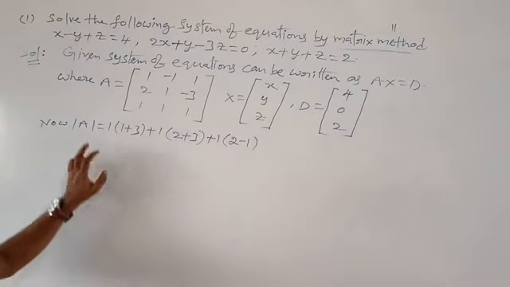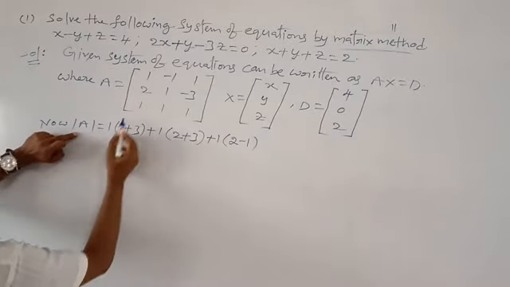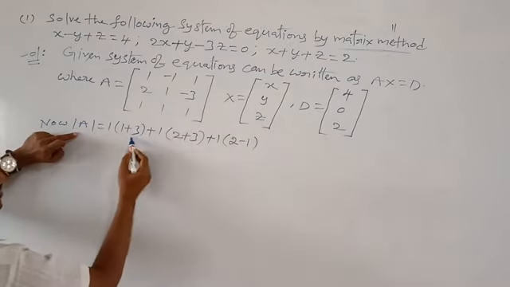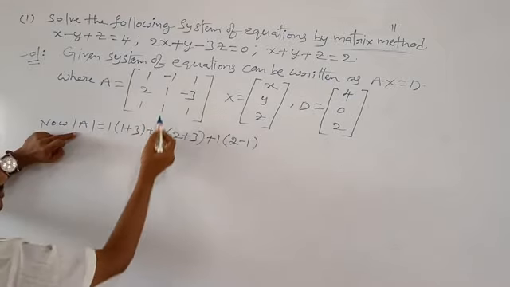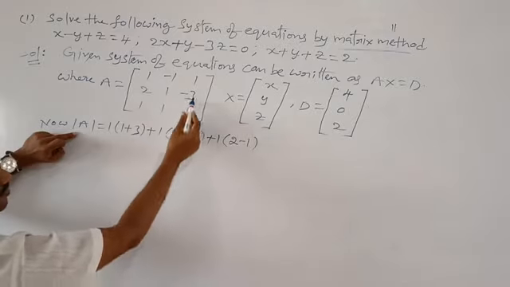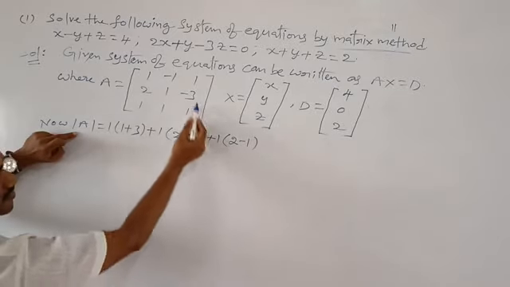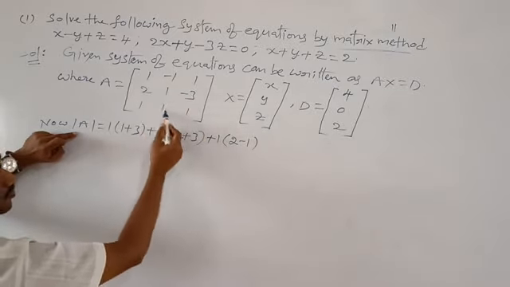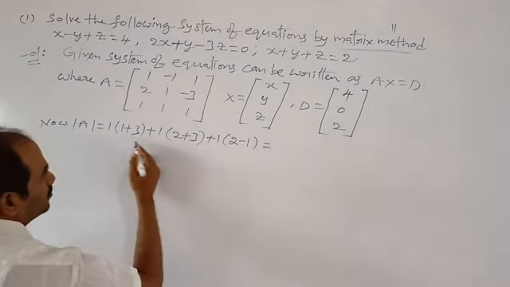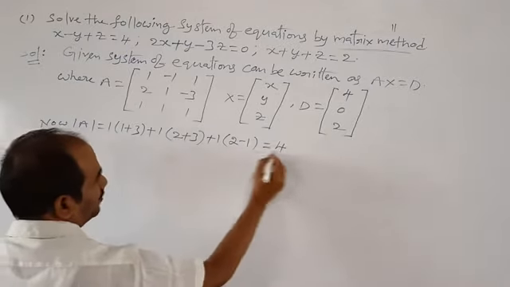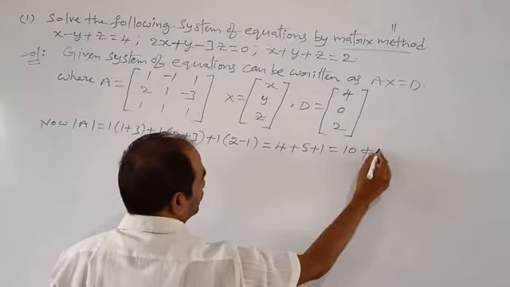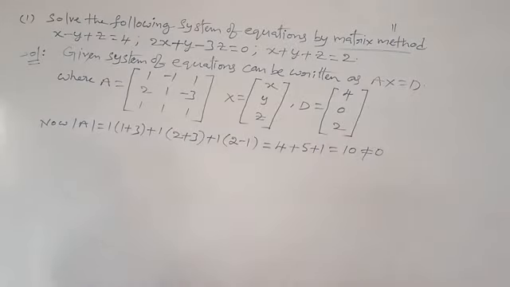One more time, see the delta value. Delta of A is equal to 1 into AD minus BC. AD value is 1 minus, plus 3. Minus 1 minus, plus 1 into AD minus BC, AD value is 2 minus, plus 3. Plus 1 into AD minus BC, 2 minus 1. So that is equal to the total value: 4, next value plus 5, next value plus 1. That is equal to 10. This is not equal to 0. Delta is not equal to 0.